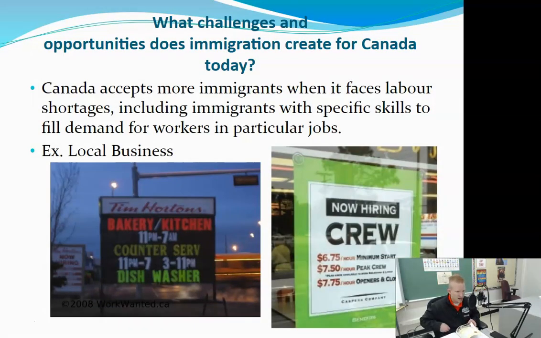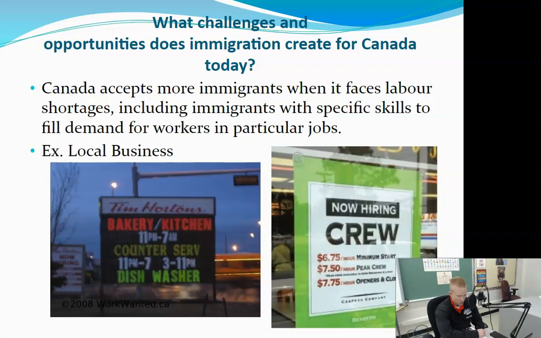What challenges and opportunities does immigration create for Canada today? Canada accepts more immigrants when it faces labor shortages, including immigrants with specific skills to fill demands for workers in particular jobs. A lot of this, I really want you to try to think common sense here. Labor shortage means we have too many jobs available and not enough people to fill those jobs. Okay, so when that happens, immigration increases.